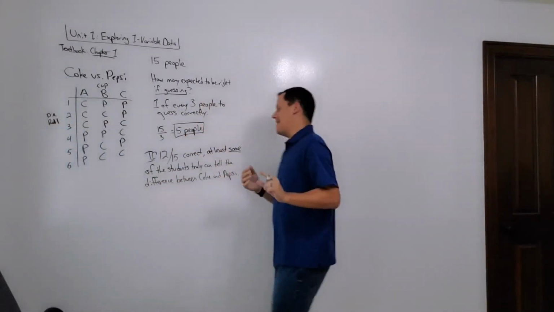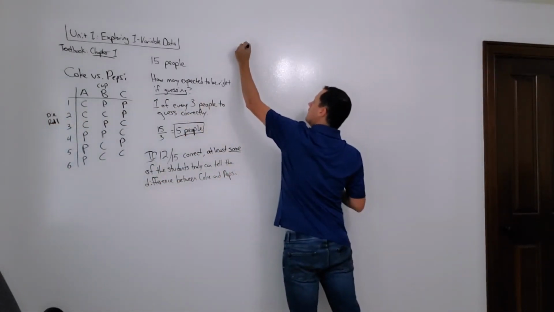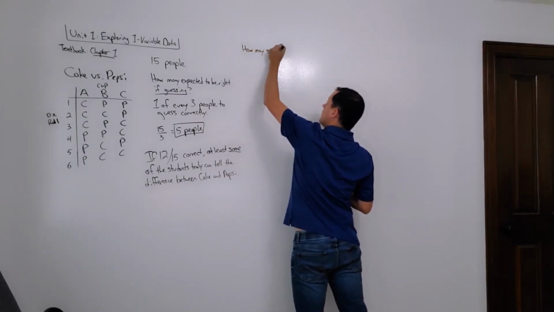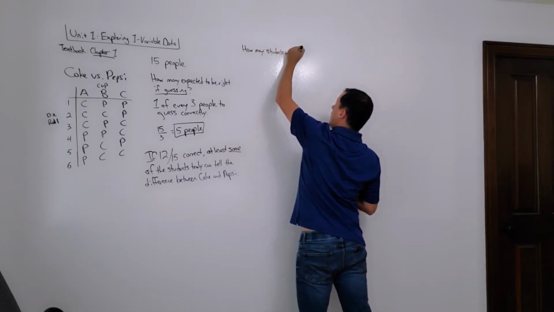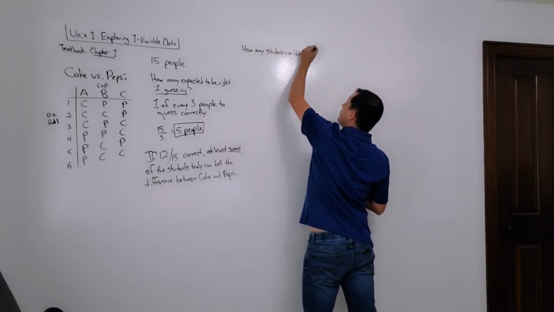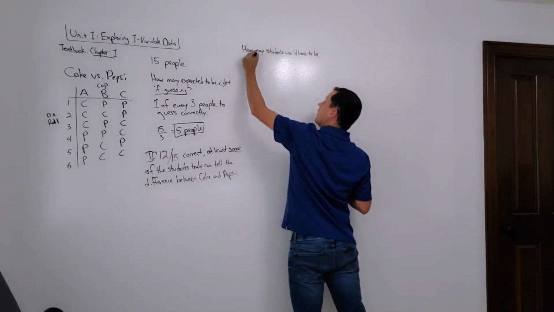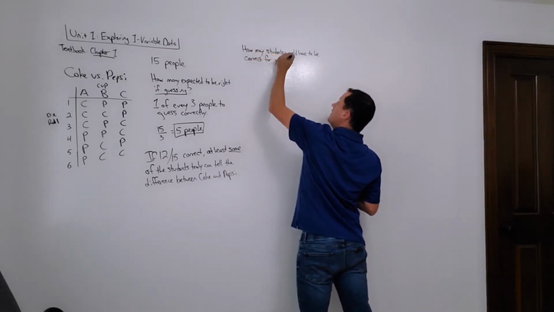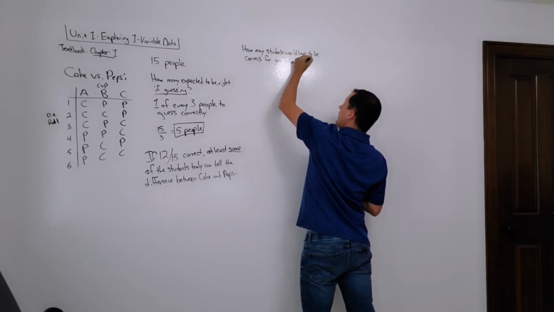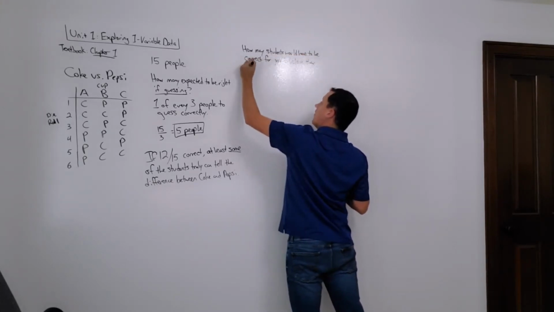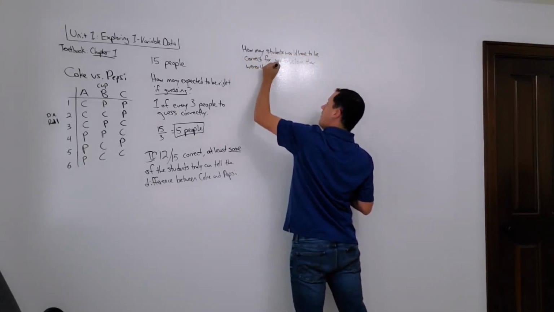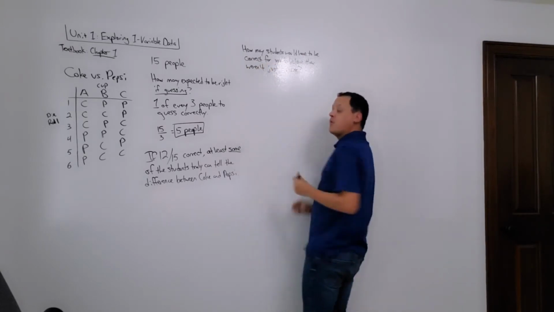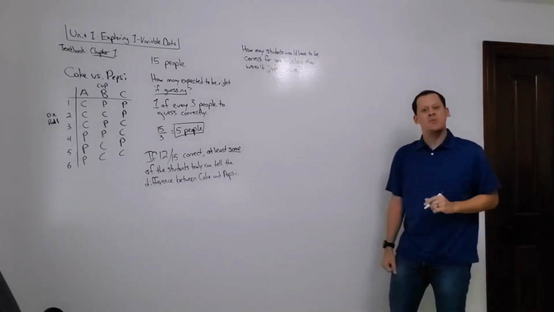So how many students would have to be correct for you to believe they weren't just guessing? How many would have to be right?